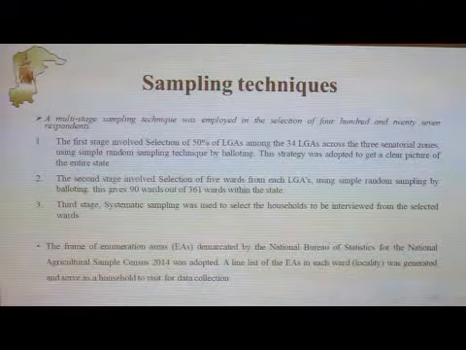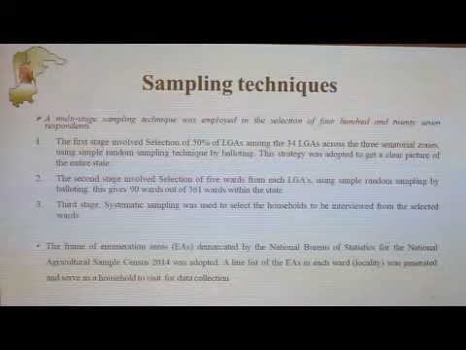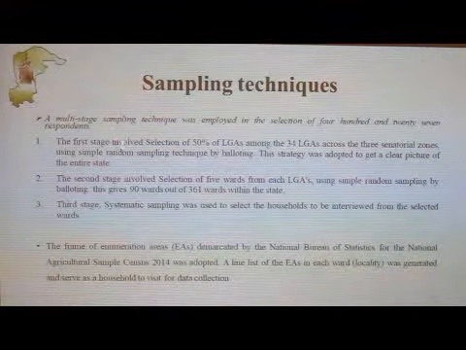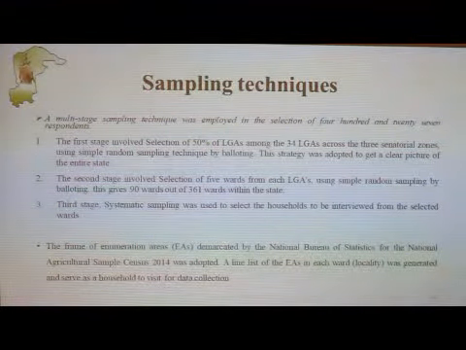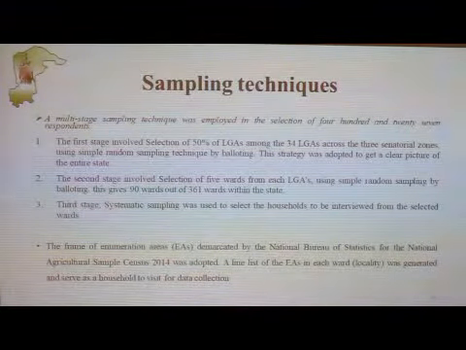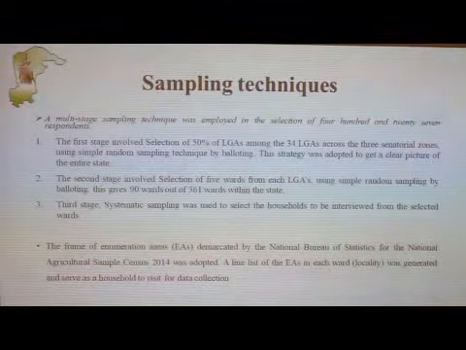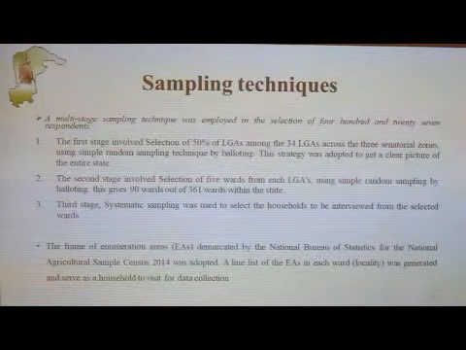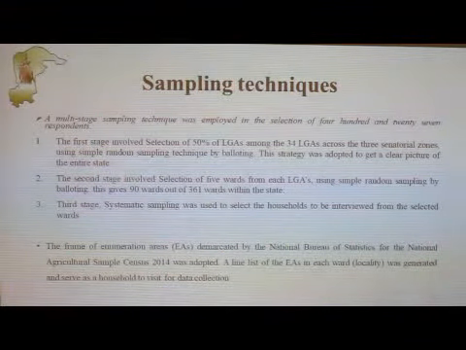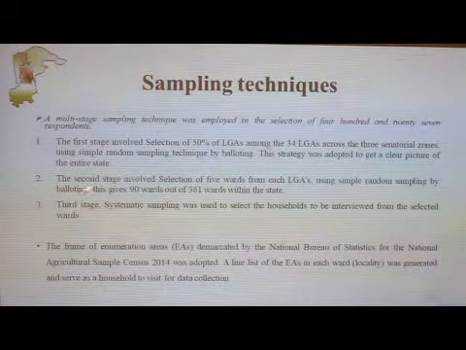For the sampling technique, we used a multi-stage sampling technique, which was employed in the selection of 427 respondents. The first stage involved selection of 50% of the local government areas among the 34 local government areas across the 3 senatorial zones in Katsina, using simple random sampling by balloting. This strategy was adopted to get a clear picture of the entire state, while the second stage involved selection of 5 wards using simple random sampling by balloting.